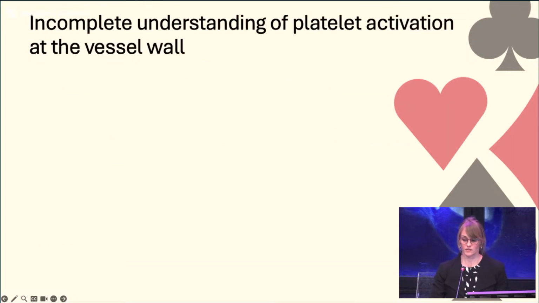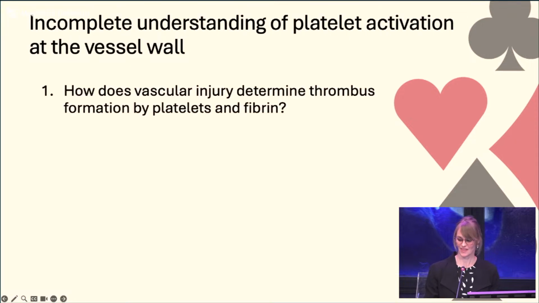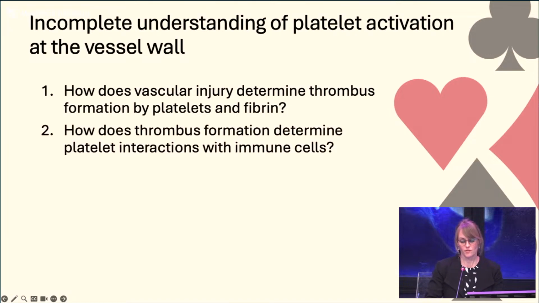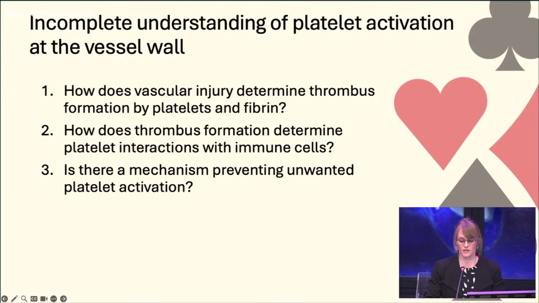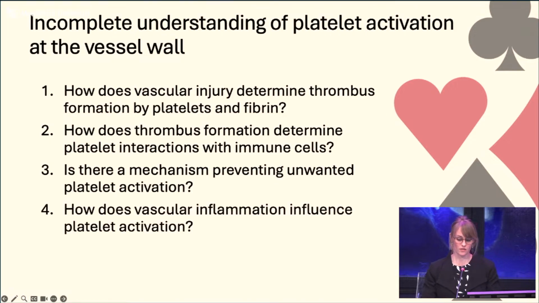So we have an incomplete understanding of platelet activation at the vessel wall, and therefore the aims of my thesis were the following. How does vascular injury determine thrombus formation by platelets and by fibrin? How does thrombus formation determine platelet activation and interactions with immune cells? Are there mechanisms that prevent unwanted platelet activation? And how does vascular inflammation influence platelet activation in these processes?